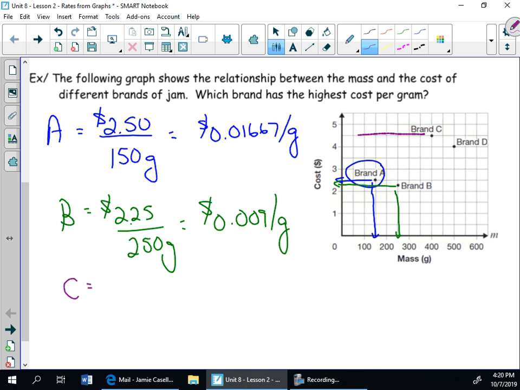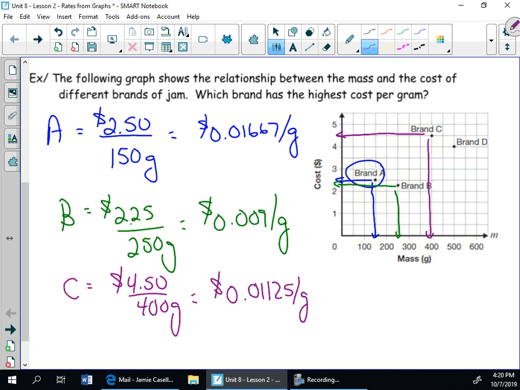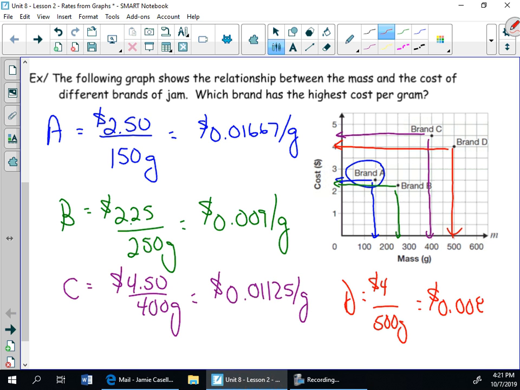And we'll do the same thing with C. C, way over here, costs me $4.50 for 400 grams. I can do my dividing trick again, and I'll get 0.1125 per gram. And last but not least, let's try D. D is $4 for 500 grams, which gives us what, 0.008 per gram.